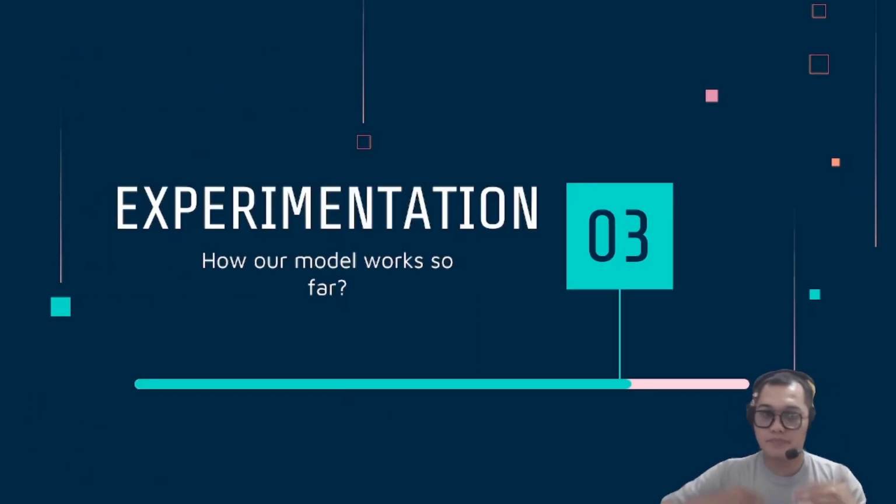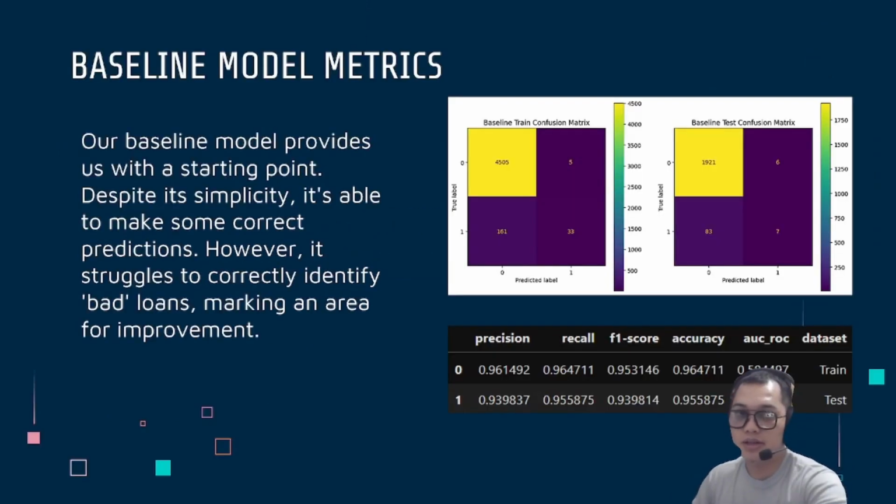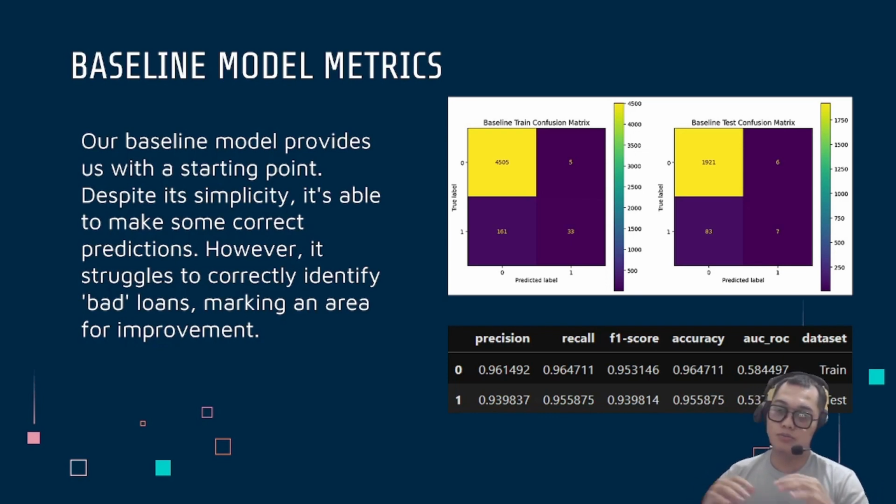All right, this is for the experimentation of how our model works so far. The first one is the baseline model matrix. Our baseline model provides us with a starting point. Since these baseline models don't have any other metrics used, some people say it's a vanilla model, where there are no parameters added, it's just as it is. You can say it's a simple model.